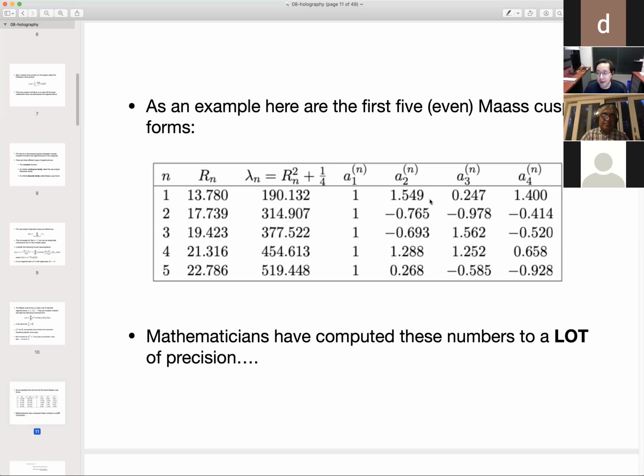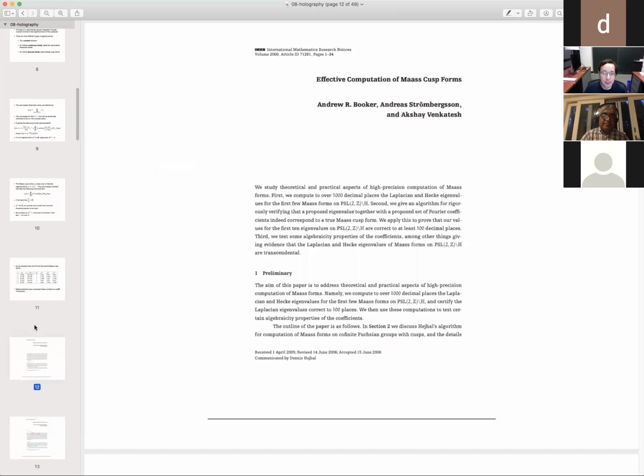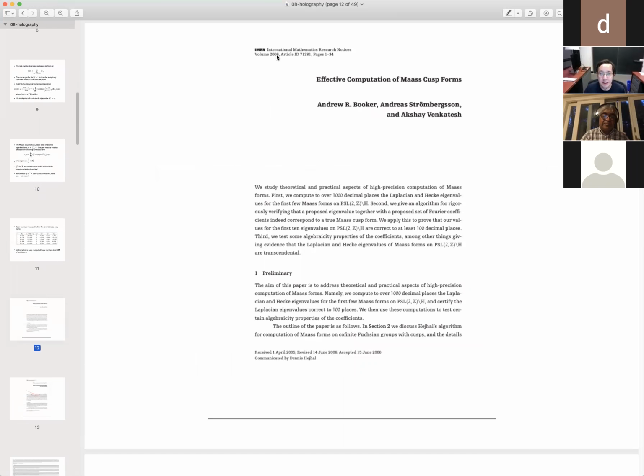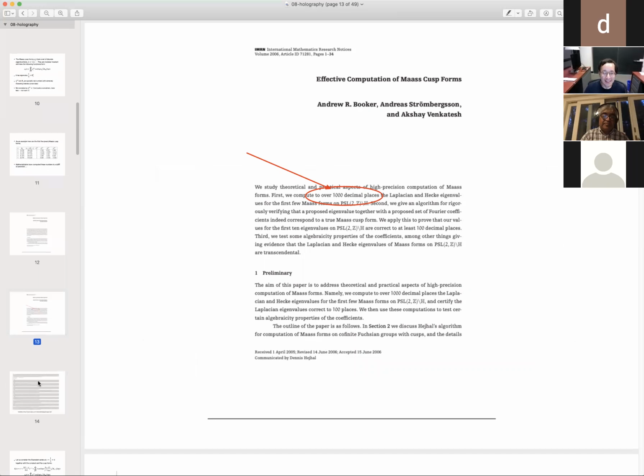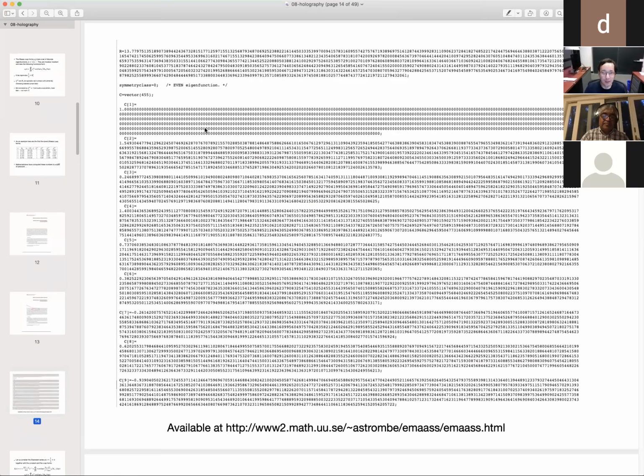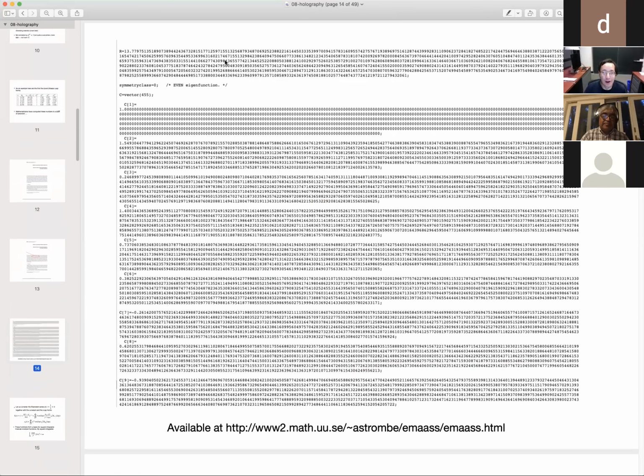And mathematicians are very interested in these numbers for a variety of reasons, some of which I'll talk about later, and they've computed them to a lot of precision. For example, just for fun, this is a paper that appeared about 15 years ago by Booker, Strömbergsson, and Venkatesh, called Effective Computation of Maass Cusp Forms. And in the abstract, they say they have computed them to 1,000 decimal places. And they aren't joking. This is a screenshot of one of the supplementary files of their paper. Obviously the details of this don't particularly matter, but I just want to emphasize that these are really random numbers with very interesting statistical properties, but there's no nice expression for any individual one of them.